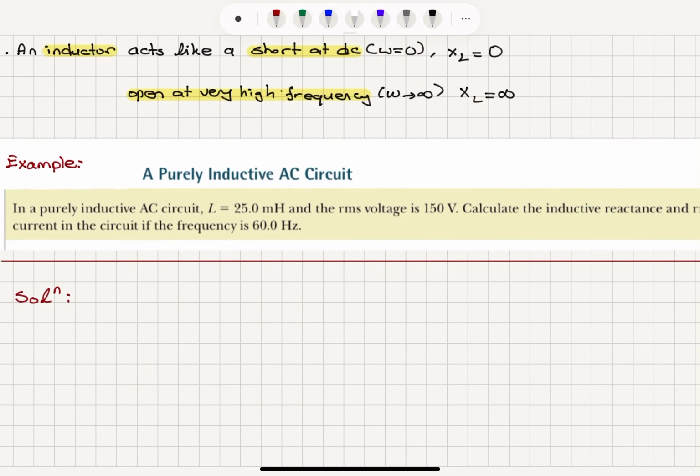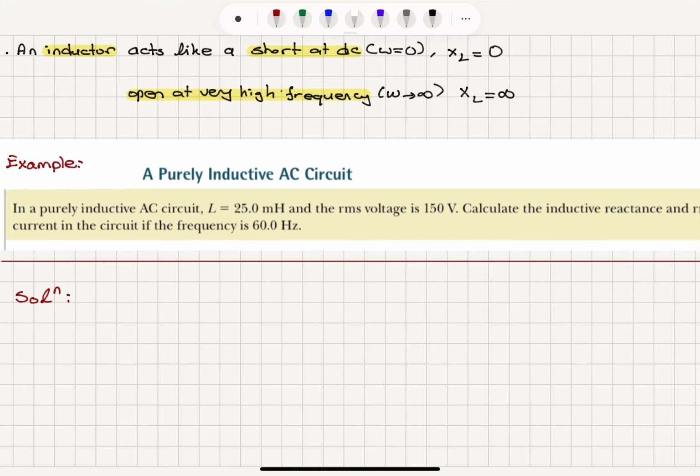All right, so what we see from this frequency dependent resistance X sub L equals omega L is that an inductor acts like a short circuit at DC. When omega is equal to 0, zero frequency corresponds to zero resistance, so it's going to be a short circuit. It will act like an open circuit at very high frequency because omega L is going to be approaching infinity, so infinite resistance corresponds to open circuit.